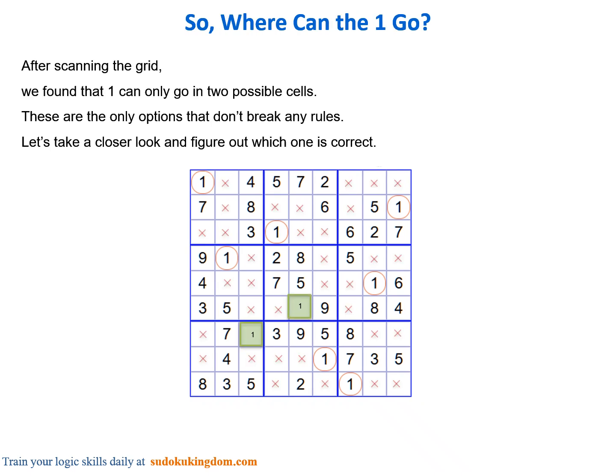After scanning the grid, we found that 1 can only go in 2 possible cells. These are the only options that don't break any rules. Let's take a closer look and figure out which one is correct.